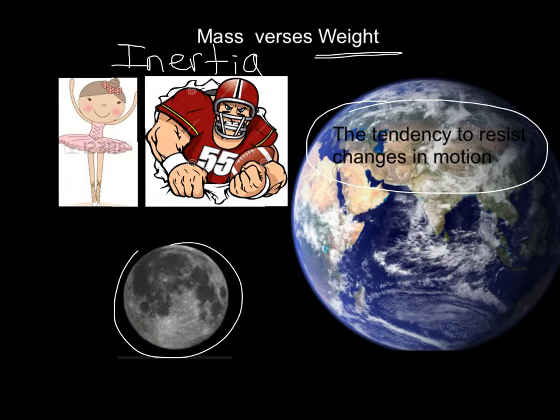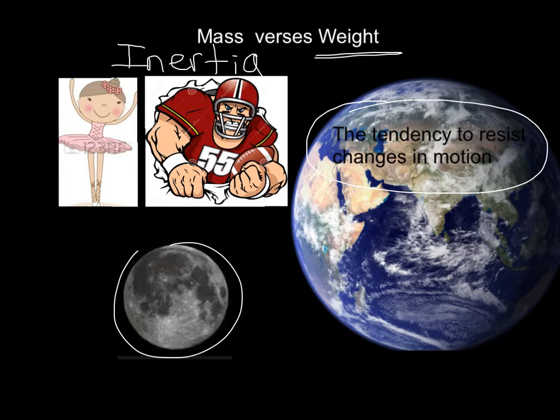If you want to push these two people, the football player is more massive. He has more inertia. It's harder to get him to start moving. That's the kind of change in motion we're talking about. Likewise, if the football player and the ballerina are both charging at you, going to tackle you, you want to be able to stop them. It would be a lot easier to stop the ballerina than it is to stop the football player.